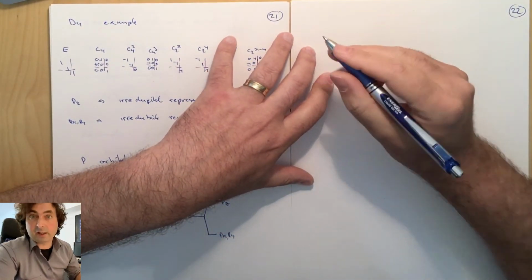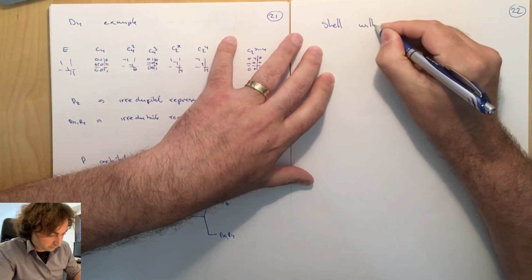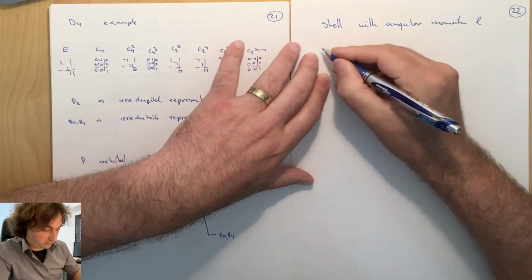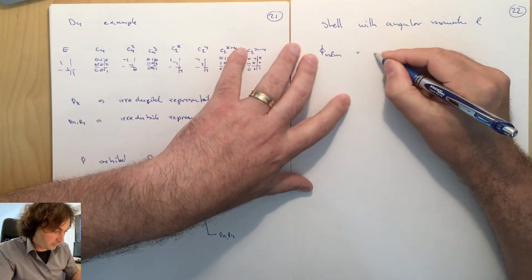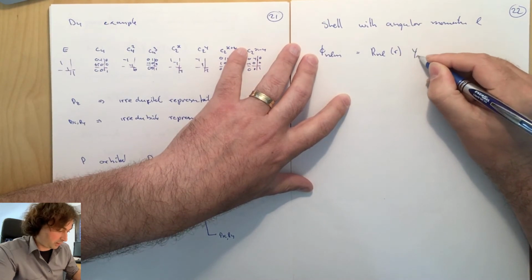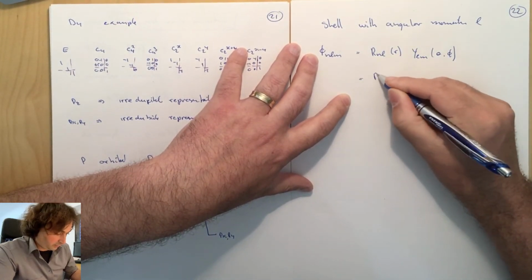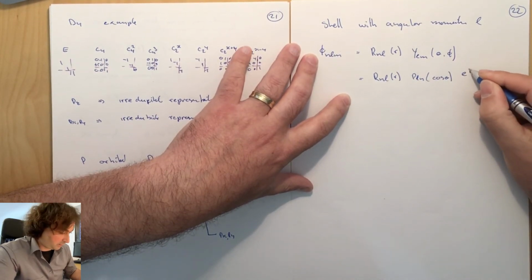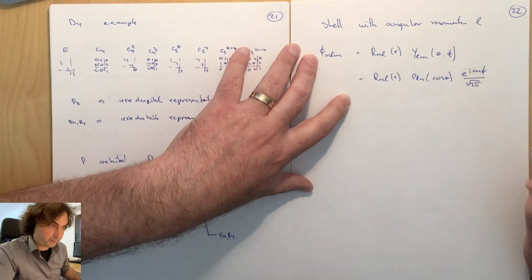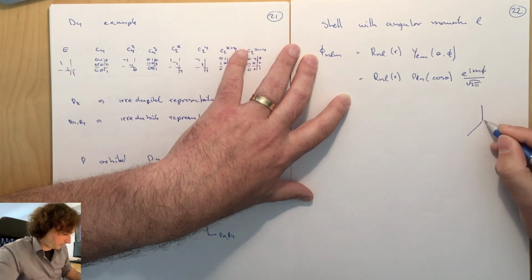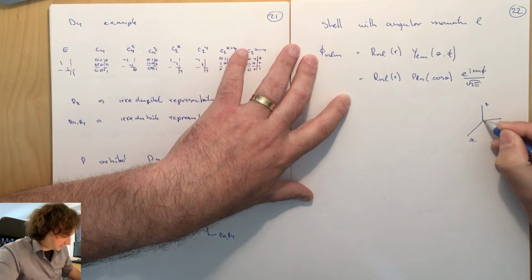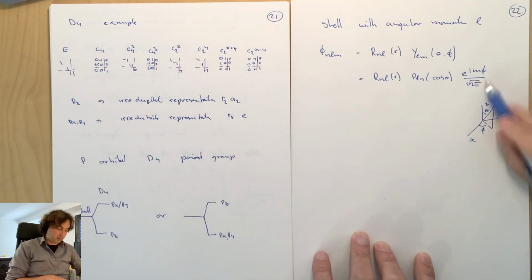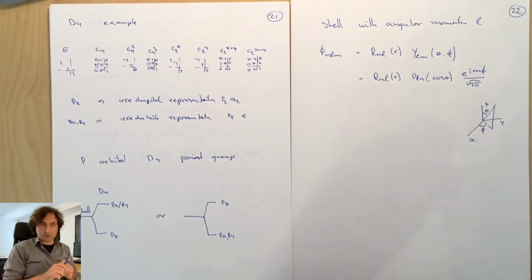Now for a general shell with angular momentum L, we can write our wave functions psi_lm as some radial wave function times the spherical harmonics, which is your radial wave function times a polynomial in cosine theta times e to the i m phi divided by square root of 2 pi. So if you think of a rotation around the z-axis, where phi is your azimuthal angle, then a rotation around the z-axis will give you a phase of e to the i m times the angle with which you rotate.